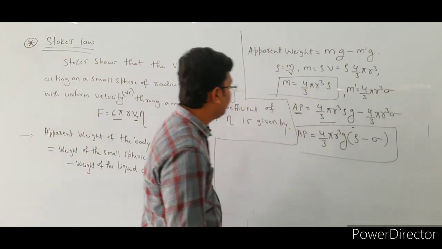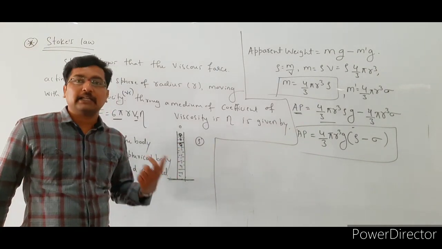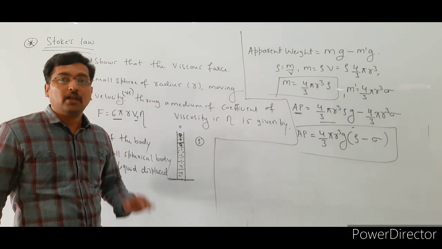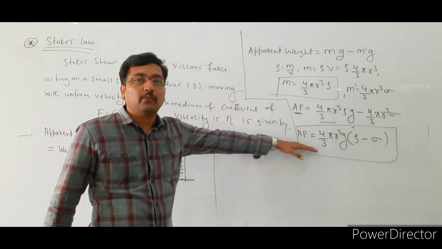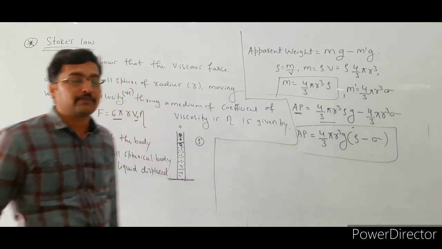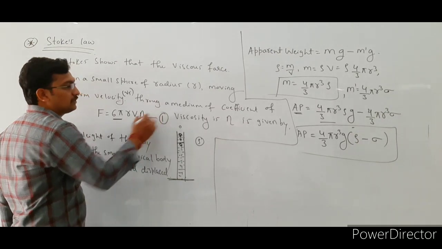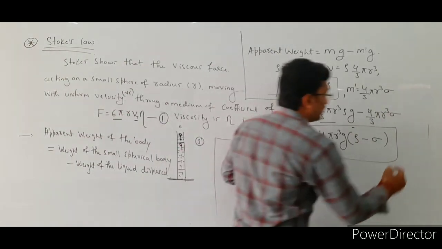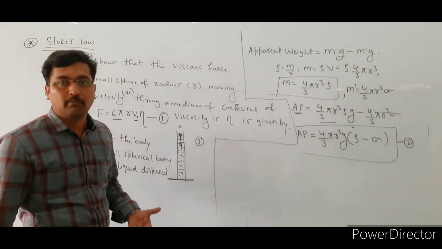The next condition is when the body is attaining the terminal velocity, or when the body is moving with a uniform velocity: the viscous force is balanced by the apparent weight of the body. Equation number 1 indicates the viscous force, and equation number 2 indicates the apparent weight of the body, right?